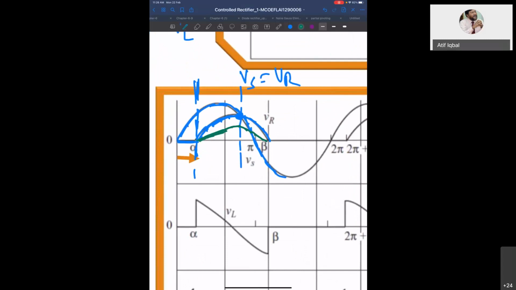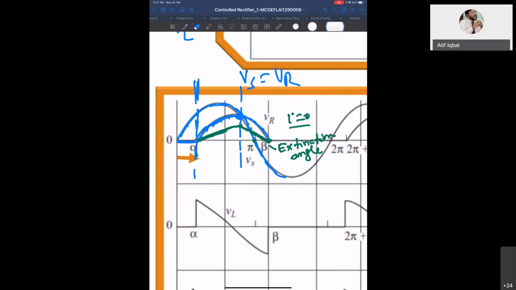Current will start rising from here, and once Vs is equal to VR, it reaches peak, and after this point your Vs is lower than VR. So the current falls. It will not go to 0 at this point because of the inductor effect. It reaches 0 at some point beta. This beta we call the extinction angle, that is, the angle at which the current becomes 0.